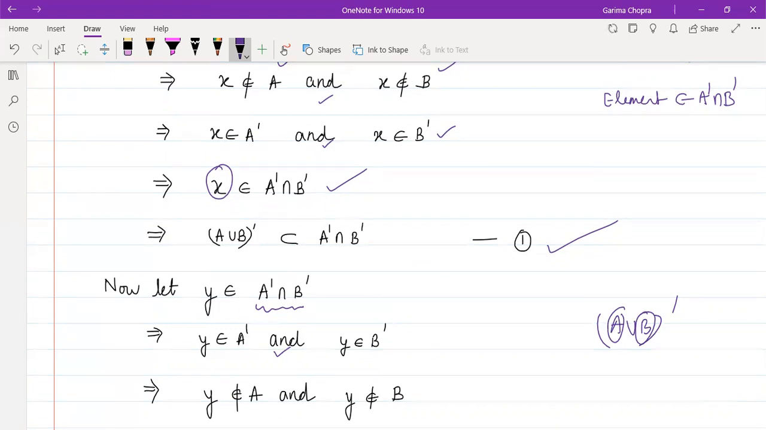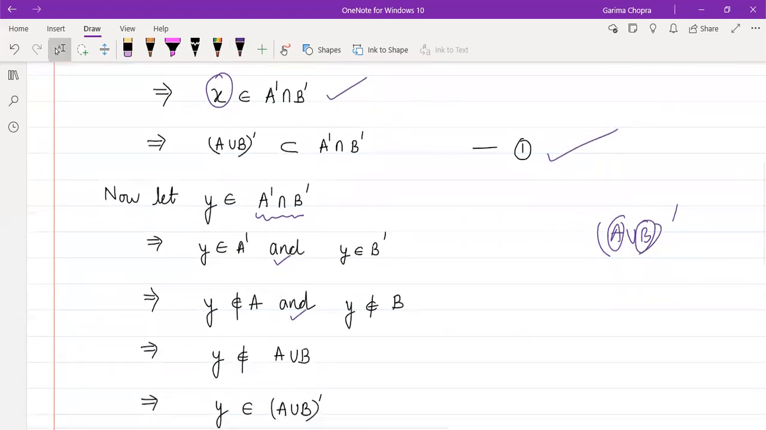So how can we reach from A complement to A? For that we have written here that if you're saying Y belongs to A complement, the same thing can be written as Y does not belong to A. So this "belongs to" sign gets converted to "does not belong to", and this A complement becomes A. And similarly here this "and" will be as it is, and this Y belongs to B complement will become Y does not belong to B. And if we are saying now that Y is not present in A as well as Y is not present in B, then it is certain that it will not be present in the union of these two sets.